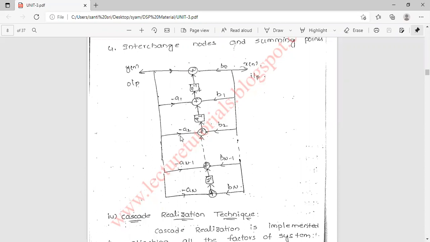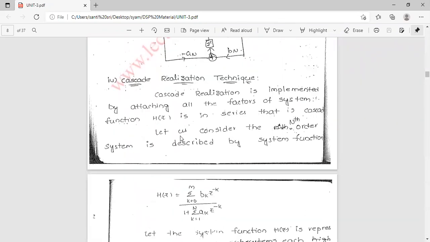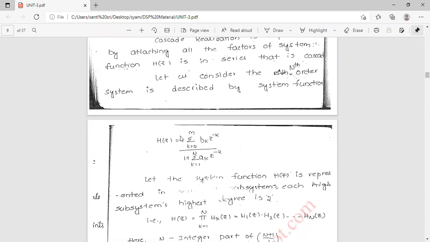And the fourth technique is the cascade realization technique. What is that? Cascade realization technique. Here this cascade realization is implemented by attaching all the factors of the system function H of z in series, that is, cascaded. Let us consider the nth order system described by the system function H of z equal to sigma k equal to 0 to M, b_k z power minus k, by 1 plus sigma k equal to 1 to N, a_k z power minus k.